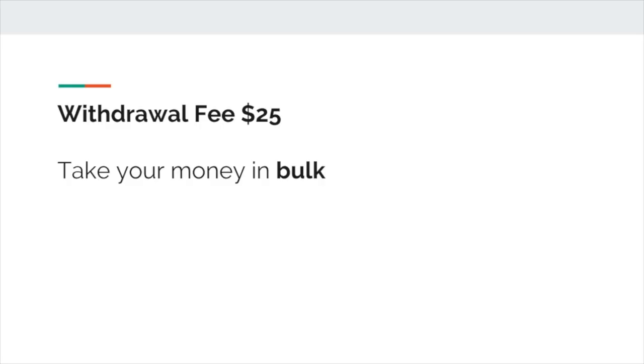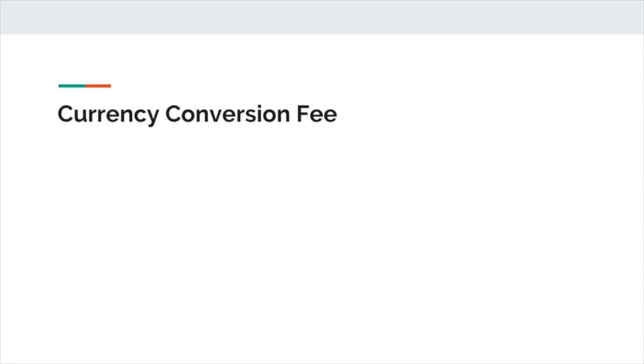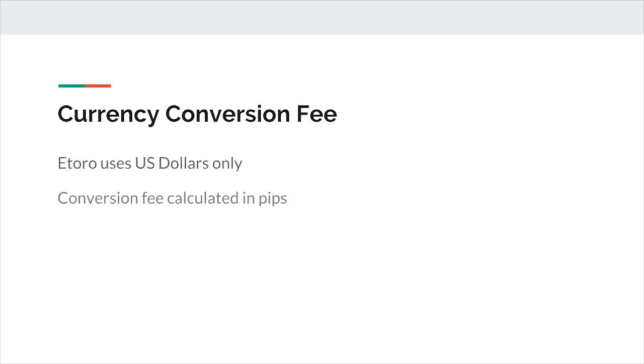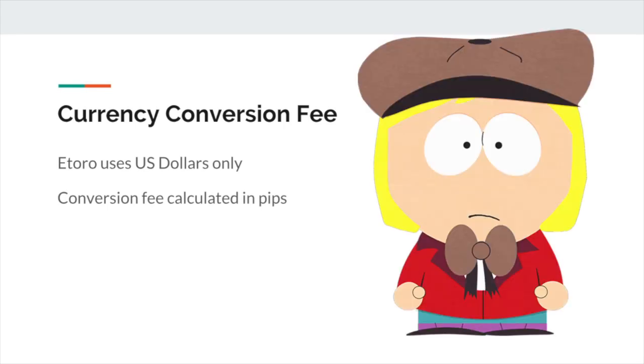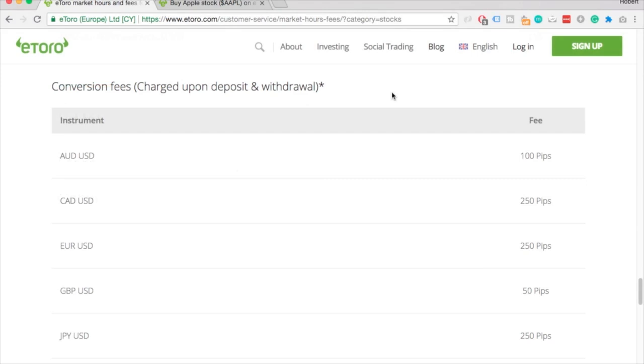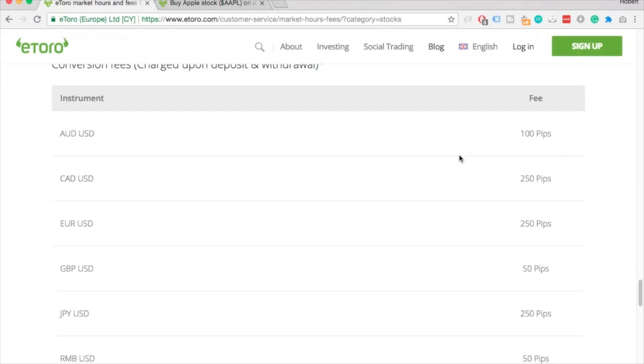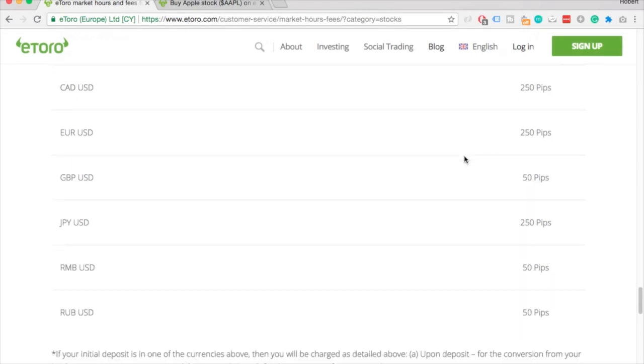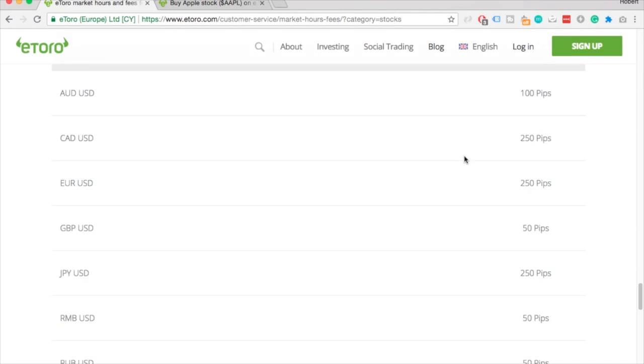I know. eToro operates with dollars only, so when you deposit money with other currencies, they take a conversion fee. Just to confuse all the newbies, conversion fee is calculated in pips, and the amount depends on the currency. So here you see a page with all the different pip amounts for different types of currencies, and let me show you an example.